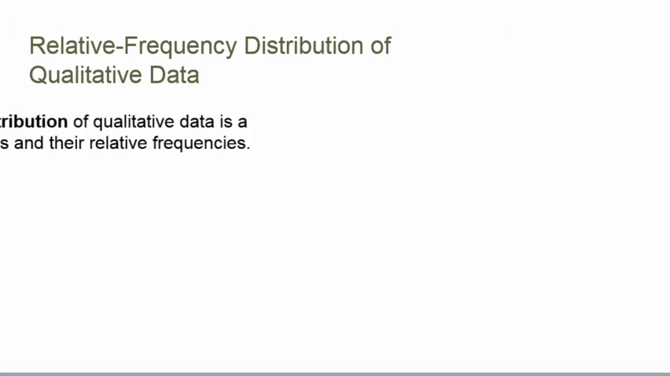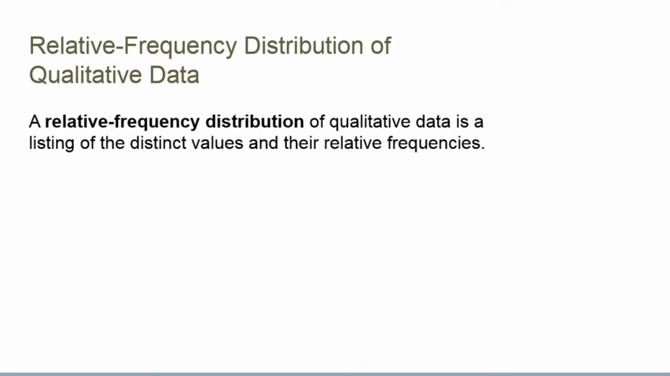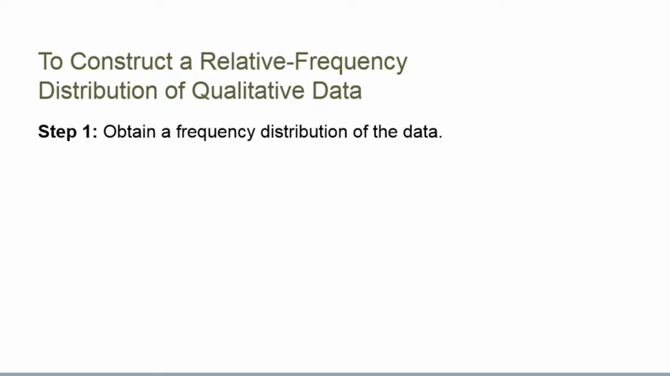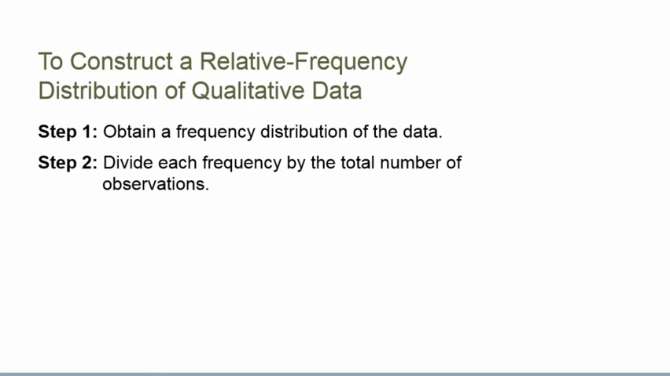Relative frequency distribution of qualitative data. A relative frequency distribution of qualitative data is a listing of the distinct values and their relative frequencies. To construct a relative frequency distribution of qualitative data, Step 1. Obtain a frequency distribution of the data. Step 2. Divide each frequency by the total number of observations.